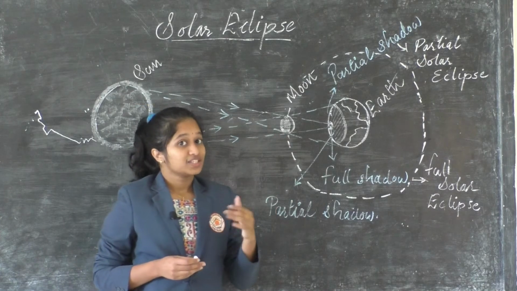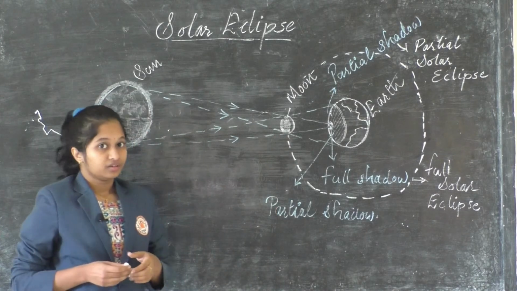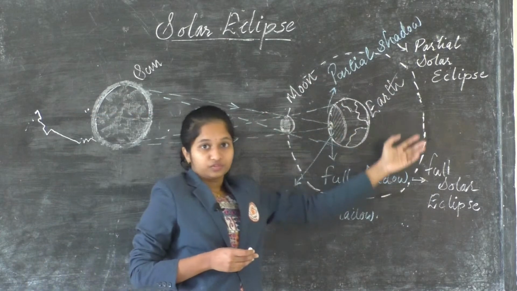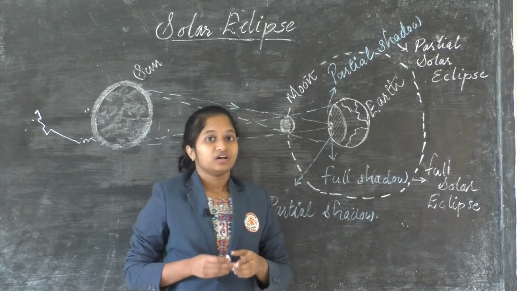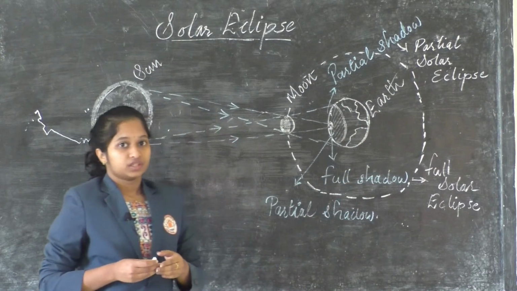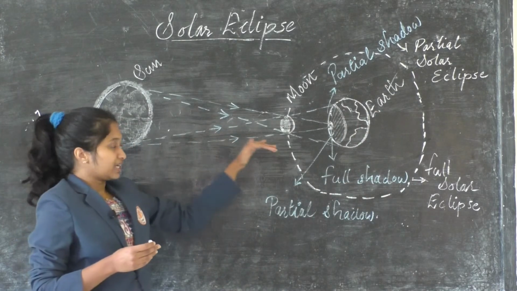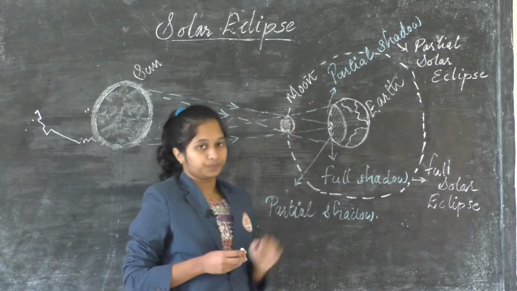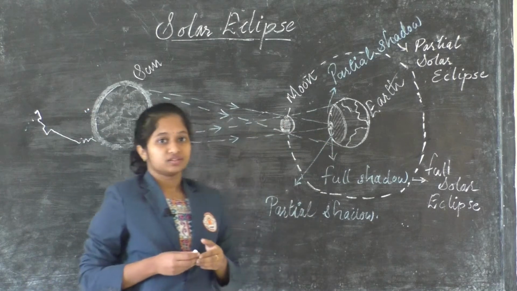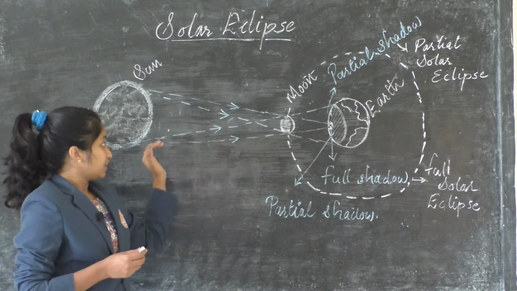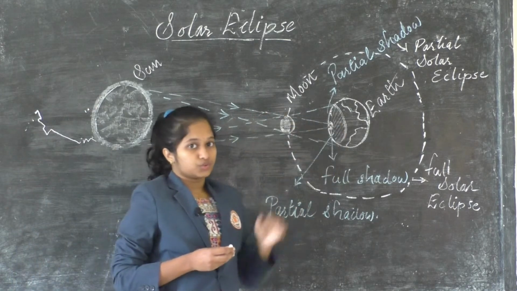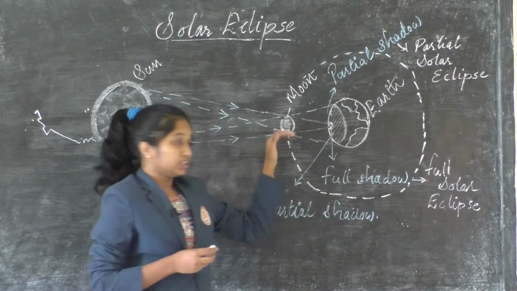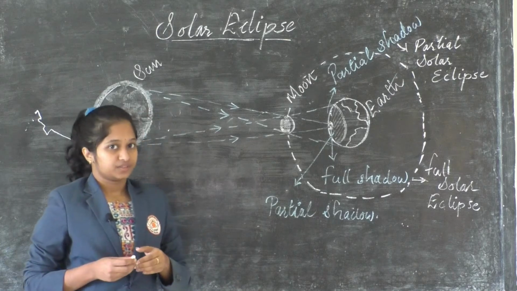Moon usually spins in its orbit and revolves around the earth. At the time of solar eclipse, the moon comes in line between the sun and the earth. So what happens is the sunlight cannot directly fall on the earth. The moon blocks the sunlight.